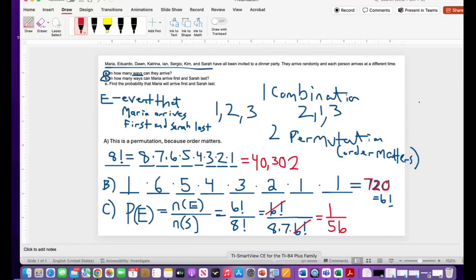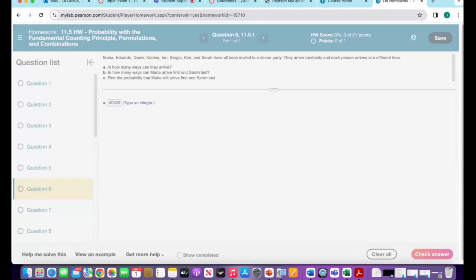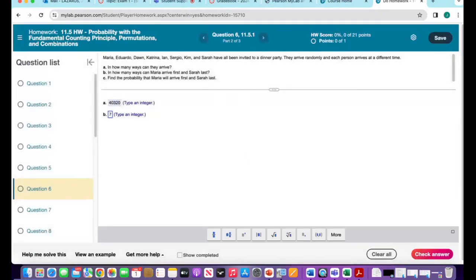All right, so we can go ahead and put that into MyLab, and then do you have any questions on this little part? No. Okay. All right, so this was 40,320, right? 1, 2, 3, 5, 6, 7, 8. Okay. And then we put here was 720.